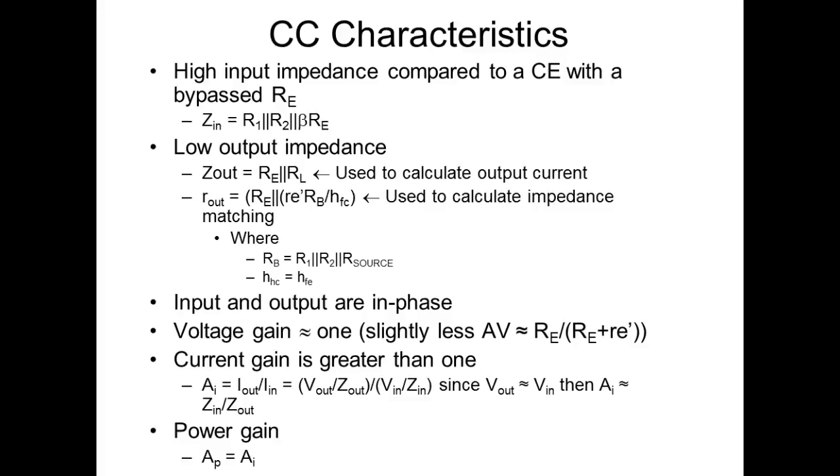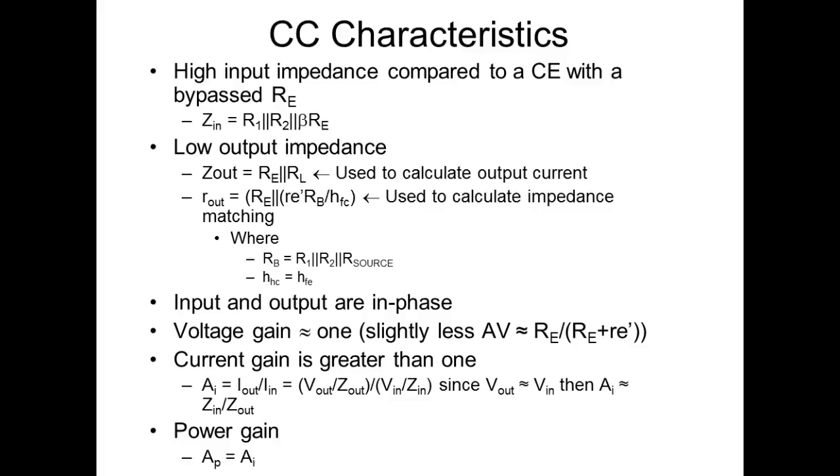So this is the formula. It's basically the same thing that we use for common emitter that's not bypassed. So it's always R1 in parallel with R2 in parallel with beta times RE. We'll never use RE prime for common collectors.